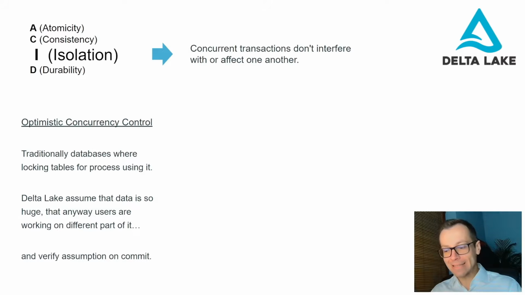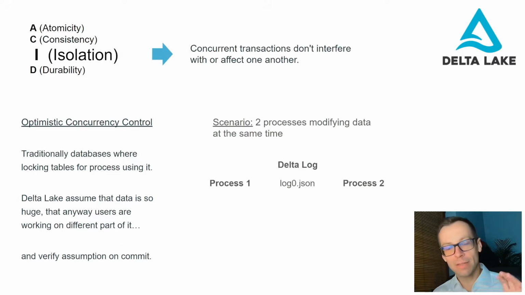It basically assumes that the data is so huge anyway that those processes are most likely working on different parts of the data, so it allows them to continue and it verifies if there is a collision during a commit. So, to demonstrate it, let's assume that we have a table, and in that table we already have one commit, log0.json. And now we have two processes starting to work on the data at exactly the same time. Both of them record what the last commit in the data is, so commit number 0. It happens that process number 1 is faster, so it writes commit number 1, log1.json.